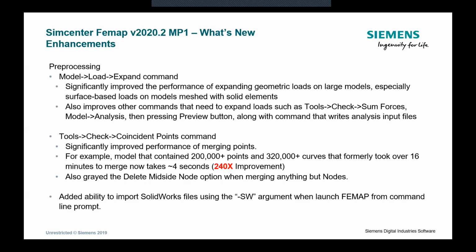Another thing that we did was we found out tools check coincident points was very slow. It used old technology that we had in Femap. It's essentially the original technology we had for finding coincident nodes, but we changed that probably at least 15 years ago. We just never brought it over to the points. So essentially, we're just using that same technology now. Anyways, a model that contained 200,000 points and 320,000 curves formerly took over 16 minutes to merge, and now takes under 4 seconds. So a 240 times speed improvement.